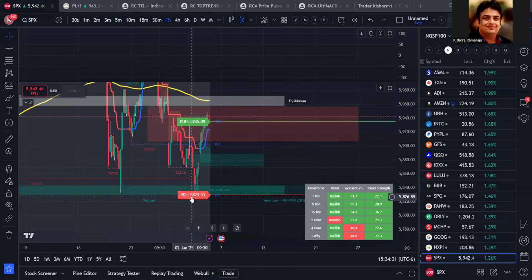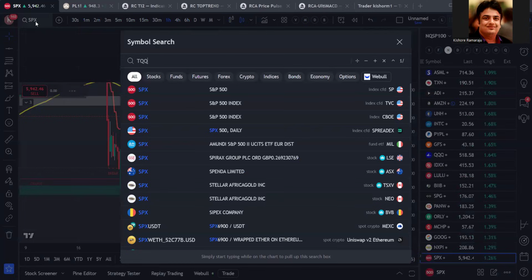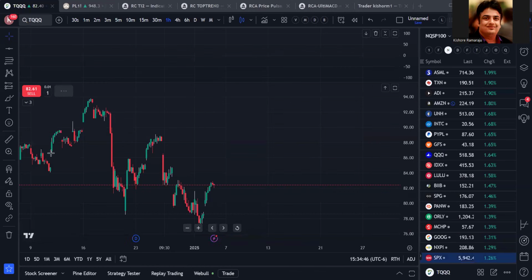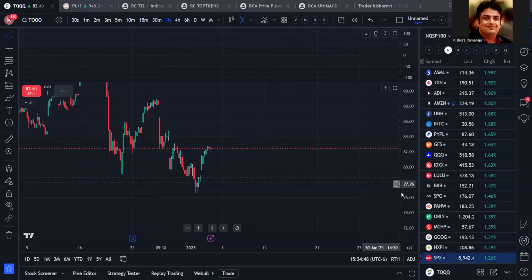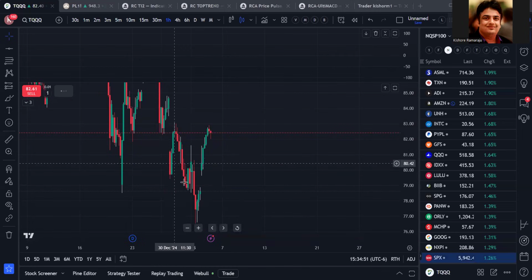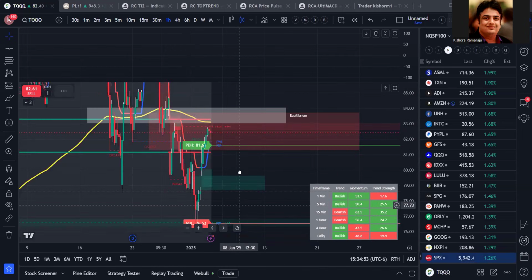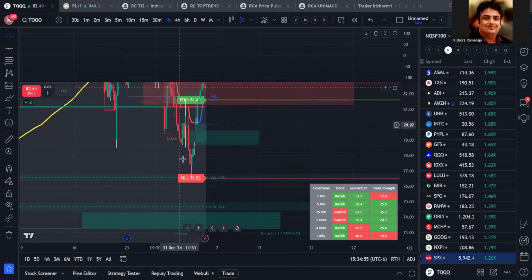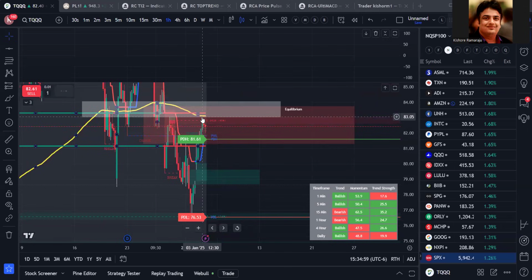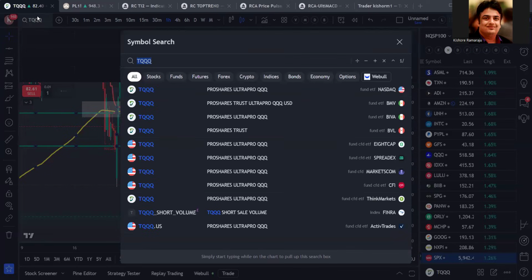We took bull puts on SPX, SPY, QQQ because all of them move in the same direction. If SPX is going up, your SPY will go up, your QQQ will go up, your TQQ will go up. So if you see TQQ, price came all the way down on 2nd January, and then it started going up. From $76, it went all the way to $82. Same thing with QQQ.